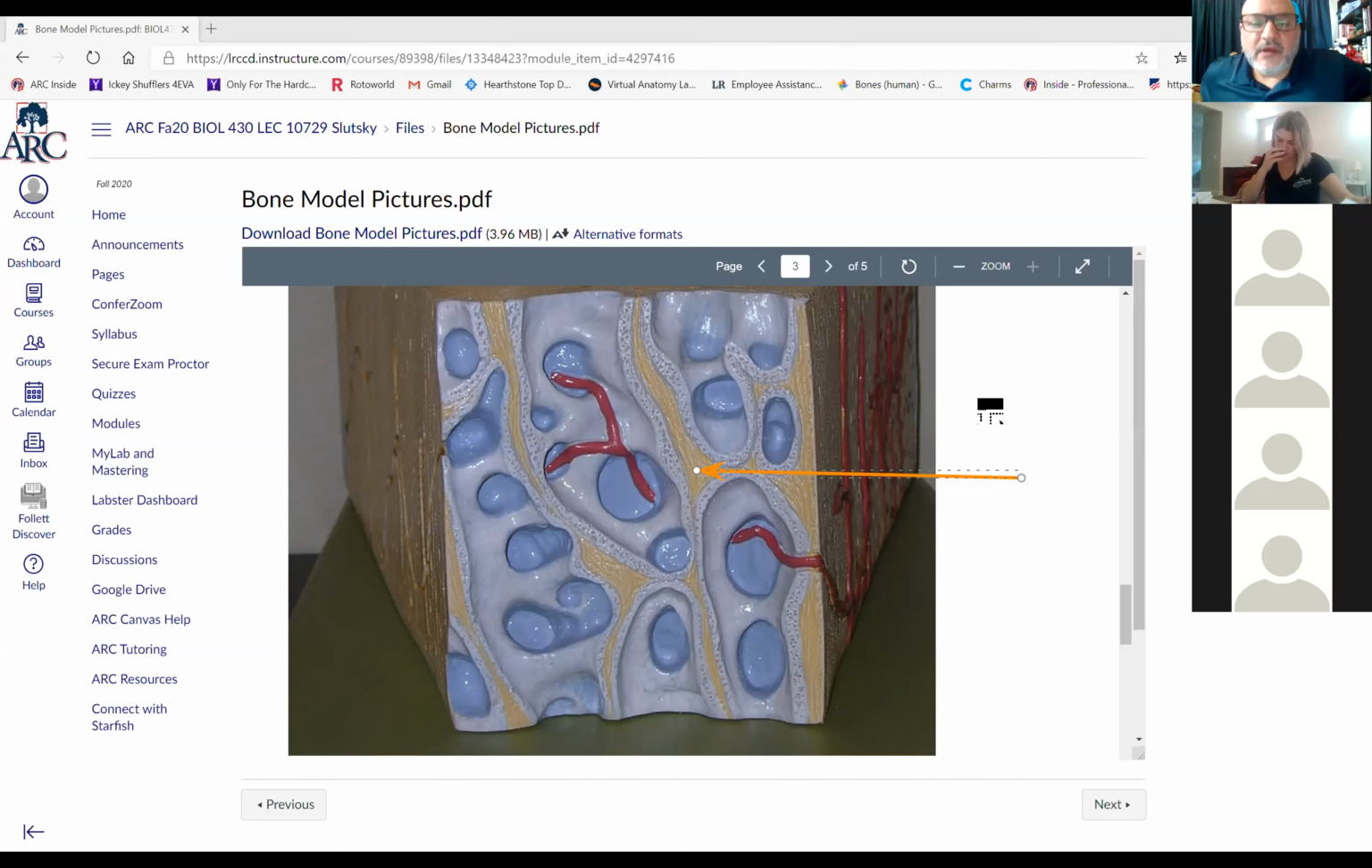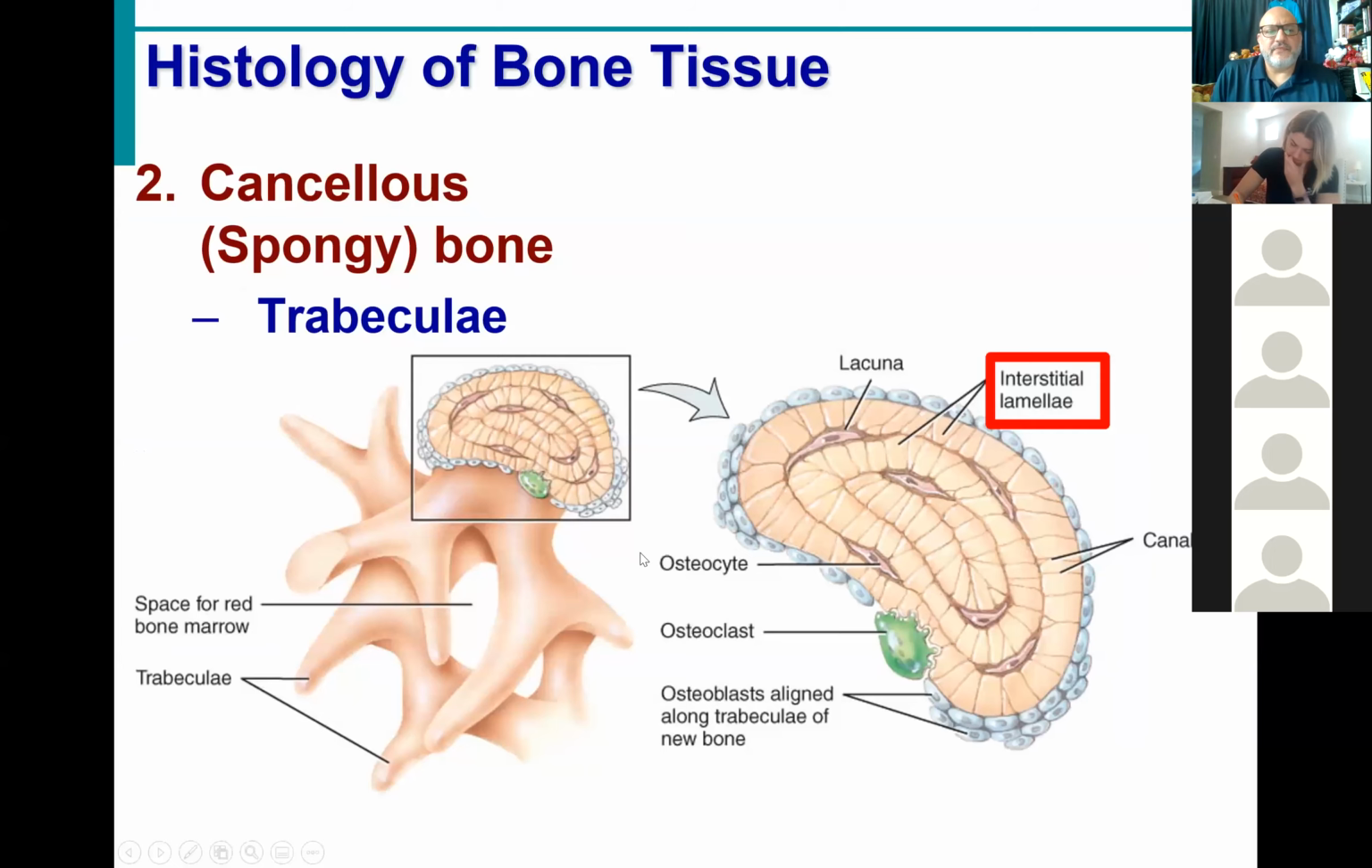All right? What was the third question for the interstitial lamella? So you mentioned lamella. Layer of matrix. Identify the specific type of layer of matrix. Okay? Excellent. So that is our spongy bone.